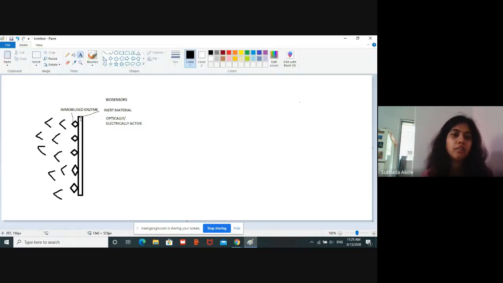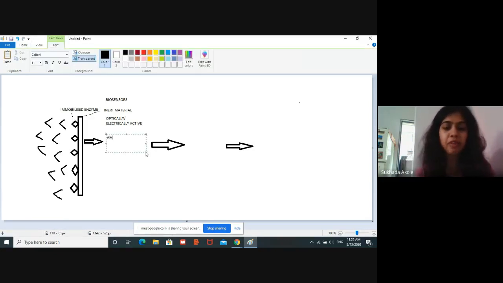If you see carefully, I have two surfaces. So this one is my inert material. To it, I have attached my optically or electrically active surface such that if there is a reaction between, say, this substrate and this enzyme, then depending upon the outcome, this material will be able to recognize it. So what I have now is this electrically or optically active material will now amplify. So what I will add is an amplifier.